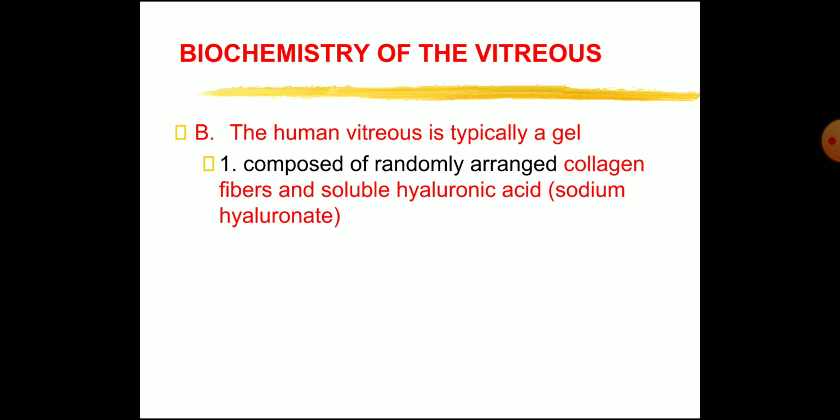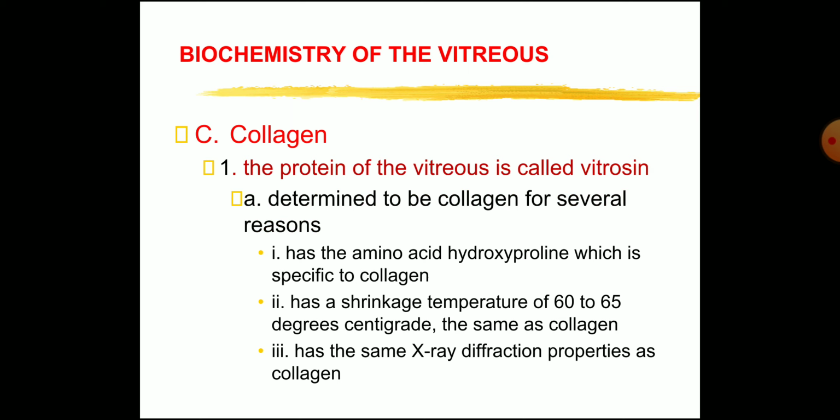Second, the human vitreous is typically a gel. It is composed of randomly arranged collagen fibers and soluble hyaluronic acid, which is present as sodium hyaluronate.